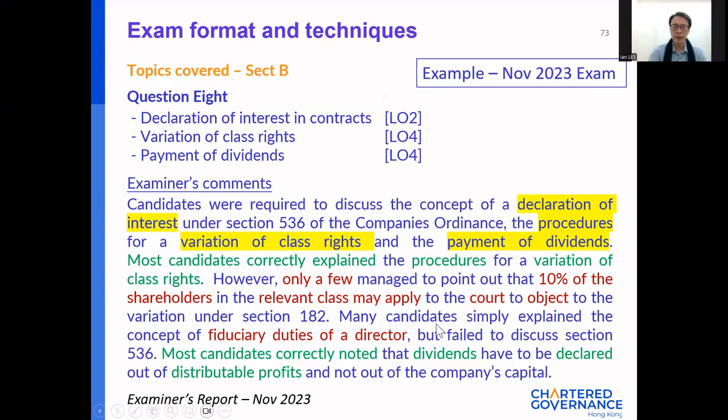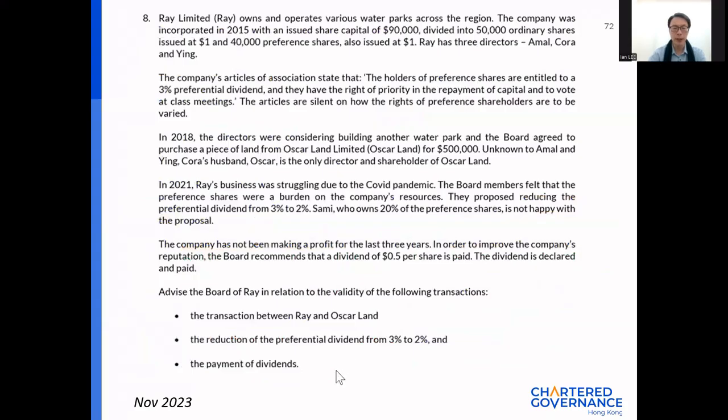And also many candidates simply explain the concept of fiduciary duties of a director. So here's an example where, despite finishing discussing director's duties in question 7, some students still spend time discussing director's duties in question 8. So just be careful. Is it possible some topic may appear in more than one question? Of course, but I think it will be unlikely to appear in many questions over and over again. So make sure, I think in this one, you look at the question, it's already quite helpful.